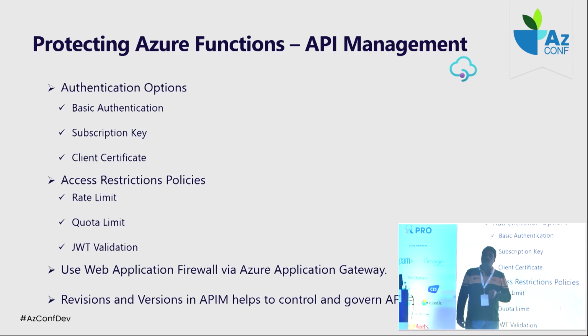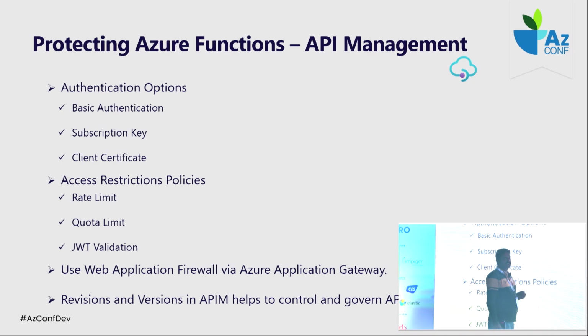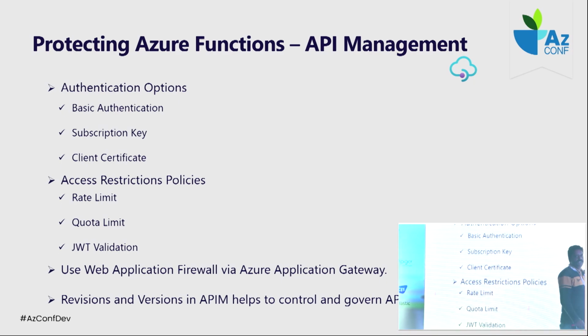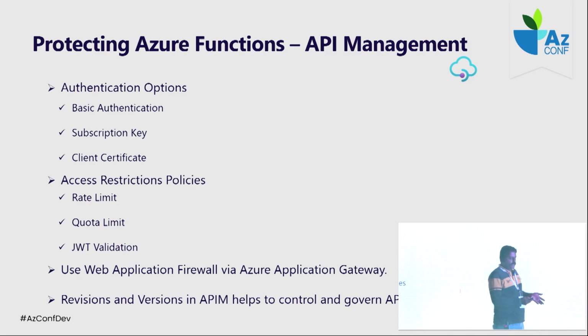And API Management supports revisions as well as versions. So based on this, you can control where a particular request needs to go and which version of the API it needs to go to.